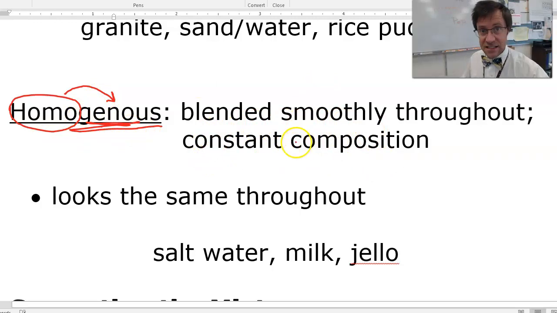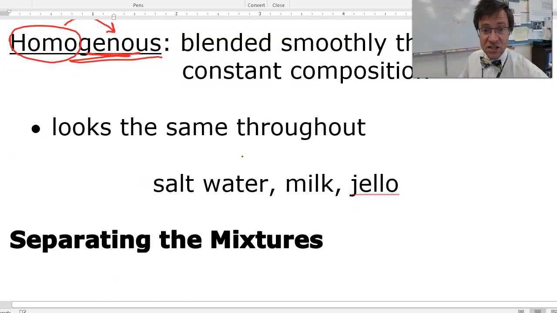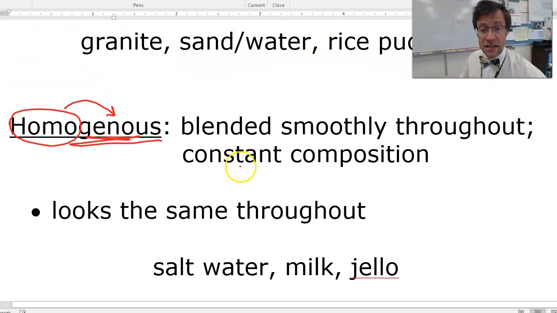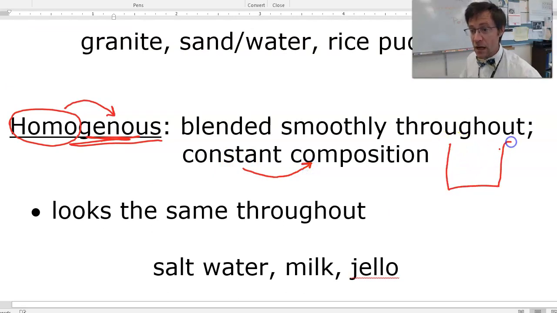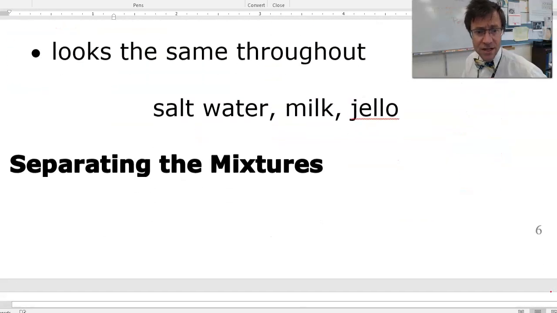It looks like it's the same thing. When I say constant composition, what I'm saying here is that it looks the same. If I had a little beaker of something with constant composition and I plunked a straw in it there, I'd get the exact same sample as if I plunked a straw in down there. You guys get what I'm saying? That's what I mean by constant composition. Constant throughout. Looks the same throughout, like milk, water, jello. You can come up with a million different examples of homogeneous mixtures.